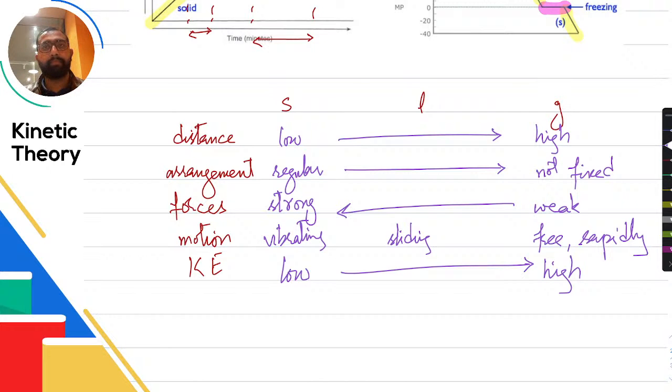That's it. So kinetic theory says this, but let's put these claims to test. We should be able to explain whatever 3 phenomena we talked about using these 3 keywords: distance, forces, motion. Okay? Distance, forces, motion. Remember that. Now let's go back.